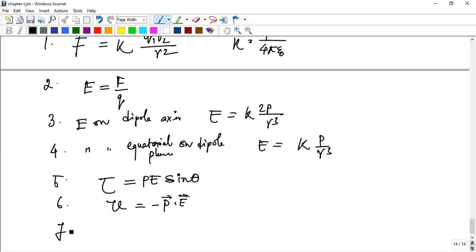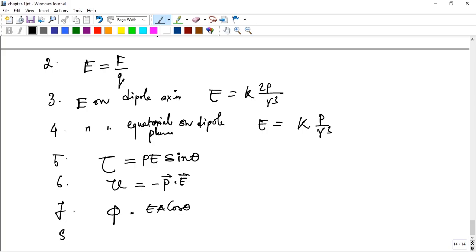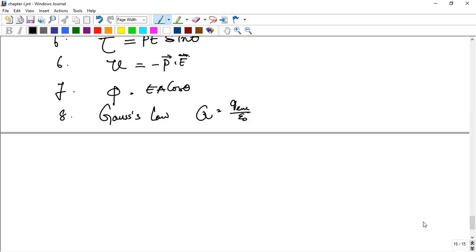Number 7, electric flux: phi equal to EA cos theta. Number 8, Gauss's law: phi equal to Q enclosed by epsilon naught. Number 9, the three applications of Gauss's law.